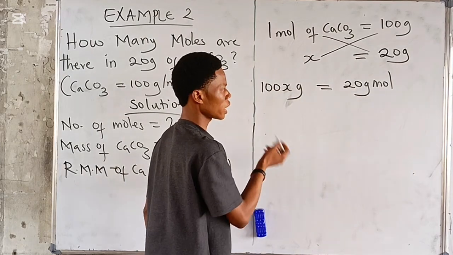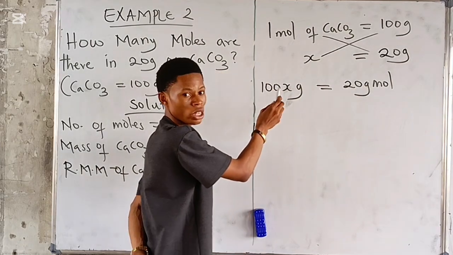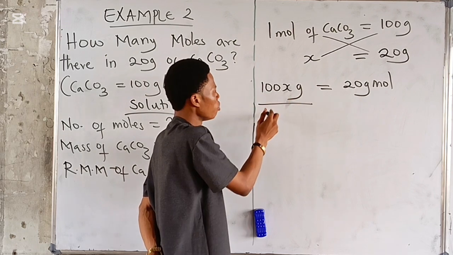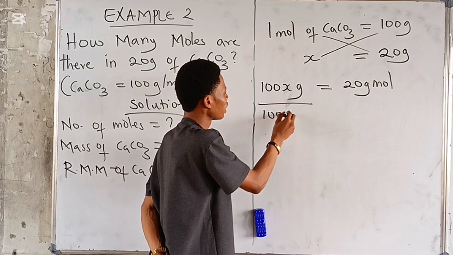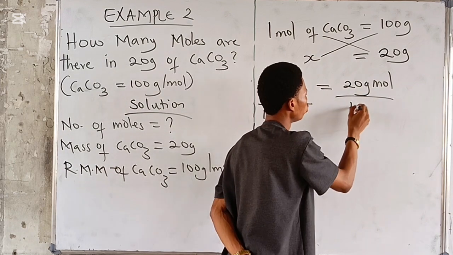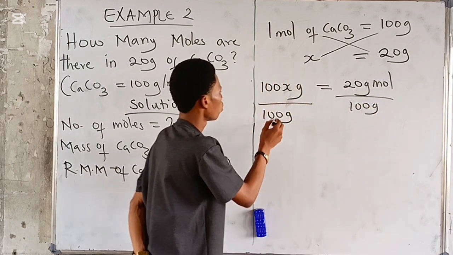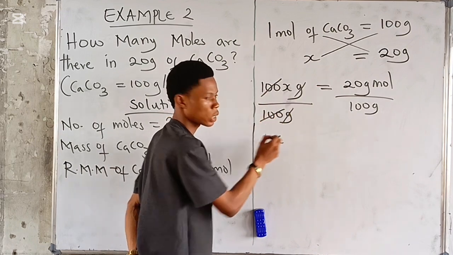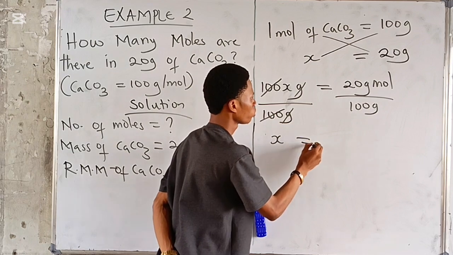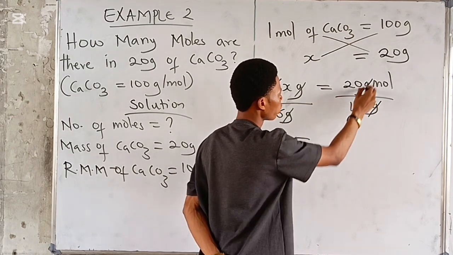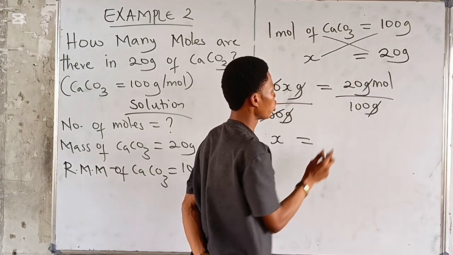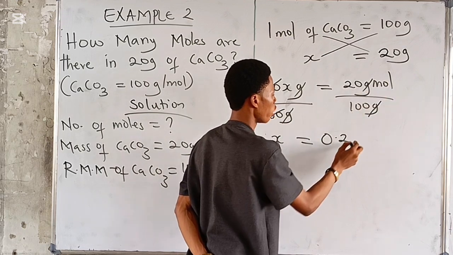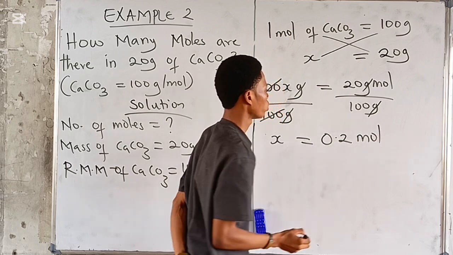Now, what we are looking for is X, right? So to leave X here, what do we do? We divide both sides by the coefficient of X. Meaning we'll be dividing both sides by what? 100 grams. So 100 here will cancel 100. The grams will cancel the grams. And we're left with X on this side, equal to, grams will cancel grams, 20 divided by 100 will give us what? 0.2, and we're left with mole here, so we have 0.2 mole.